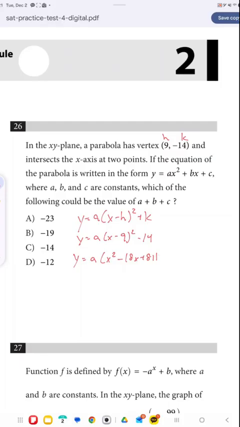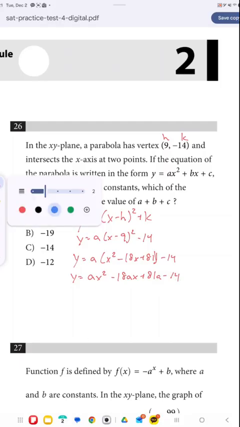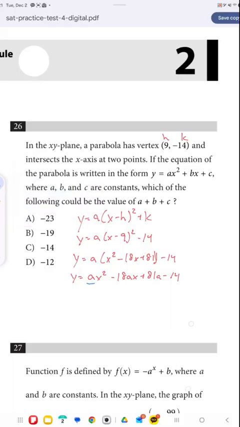And then if we distribute the a, we get ax squared minus 18ax plus 81a minus 14. Now we have our equation in ax squared plus bx plus c form. We see that that's a, that's b, and that's c.